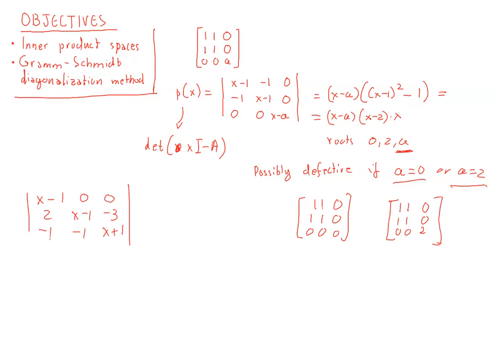Regrettably, the 3x3 example that I did last time was not saved in the recording. Hopefully you have it in your notes, and that's precisely how you should do problem number 2. The fact that this matrix is not triangular doesn't mean anything. It just means that you have to do a little more work to find the roots of the characteristic polynomial. That's all.